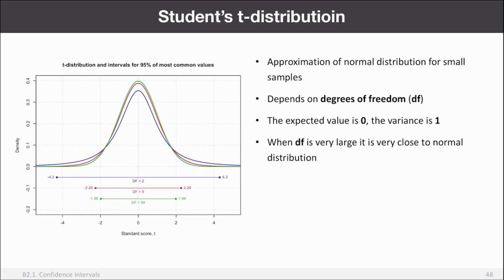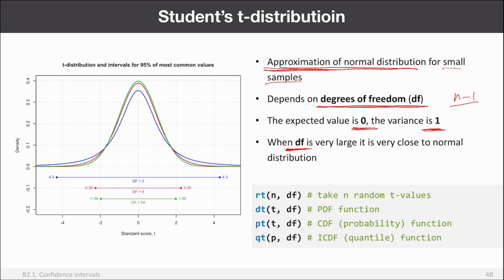Okay. So these are the main takeaways. Student's t-distribution is an approximation of normal distribution for small samples. If you talk about standardized distribution, it depends only on one parameter, degrees of freedom. In case when you use Student's t-distribution for computing confidence interval for average values, then degrees of freedom is n-1. The expected value is 0, the variance is 1. And when degrees of freedom is very large, then this distribution will be almost identical to normal distribution.